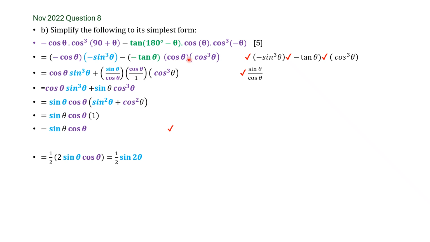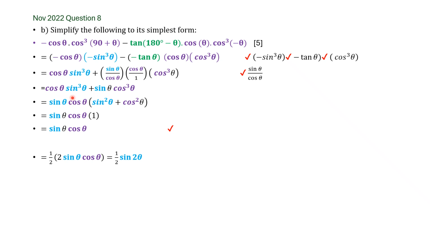That stays cos theta. A negative angle falls in the fourth quadrant, so in the fourth quadrant cos is positive. Negative times negative would give me positive, so I have cos theta sine cubed theta. Negative times negative gives me positive, but tan can be written as sine theta over cos theta. That's cos theta over 1 and cos cubed theta. Cos and cos would cancel, leaving me with sine cos cubed theta, cos theta sine cubed theta.